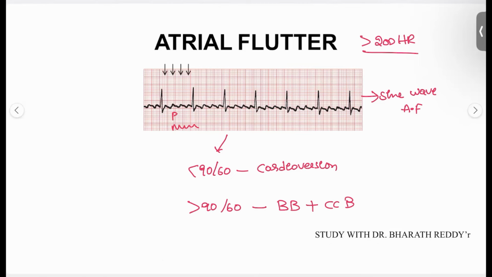Don't give the anti-arrhythmics. Don't give your amiodarone. Don't give your ibutilide or the verapamil. Any other drugs you should not be giving. The only treatment that we can follow is the beta blockers or the calcium channel blockers in the patients who are stable. That is the treatment protocol for the atrial flutter.